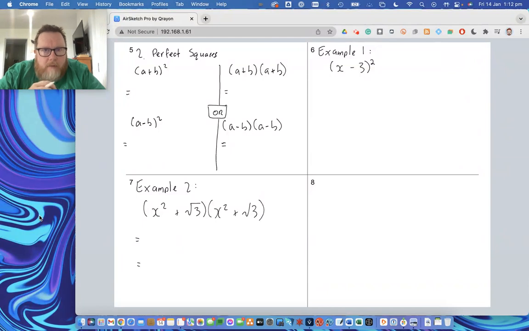That's the gold standard. So practice identifying a perfect square, then practice applying the rule once you've identified it. So let's have a look at the perfect square.